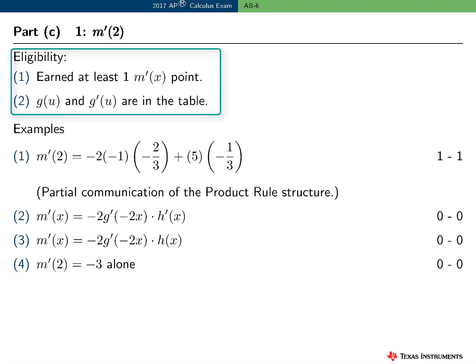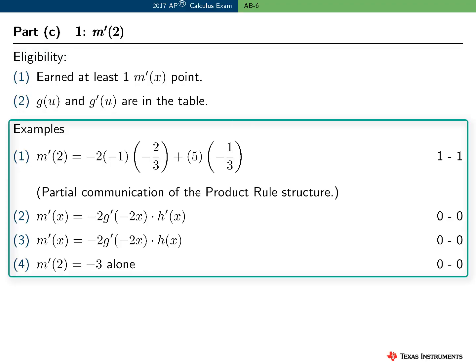In order to be eligible for the third point in Part C, the student must have earned at least 1 m prime of x point. In addition, the values for g of u and g prime of u must be in the table that's given in this problem. Here are some examples of possible student responses.